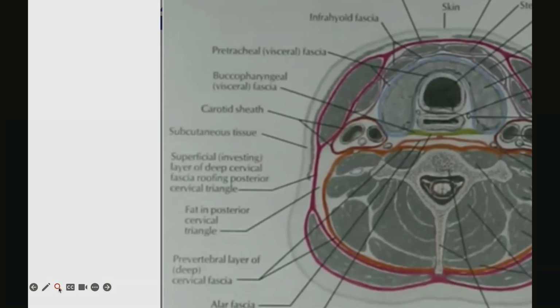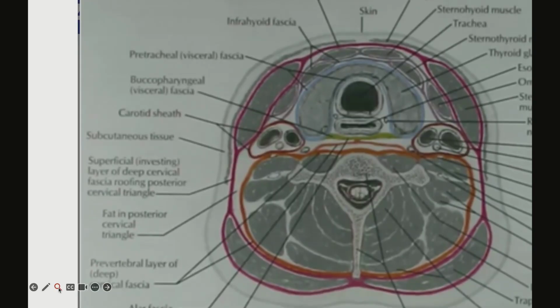So coming to the fascias of the neck, 2 fascias are extremely important for anesthesiologists. The one which is marked in maroon is the investing layer of deep cervical fascia. As we see here, it invests the sternocleidomastoid, it goes posteriorly, it invests the trapezius muscle. So this is the investing layer of deep cervical fascia.